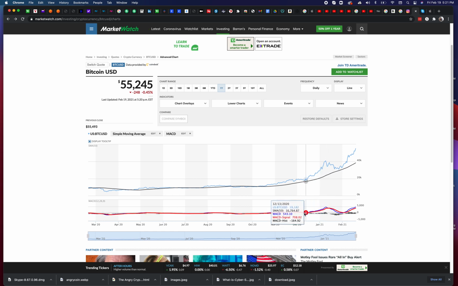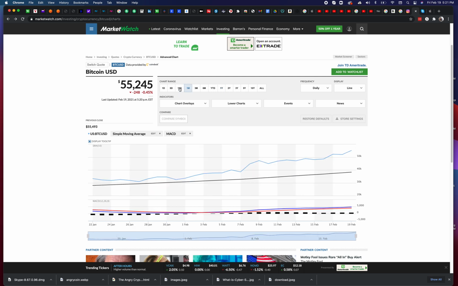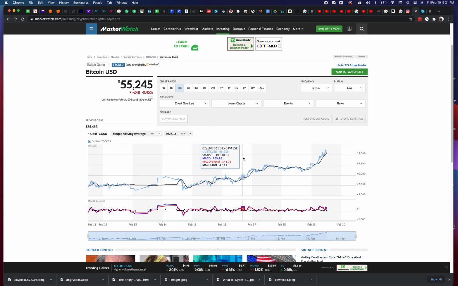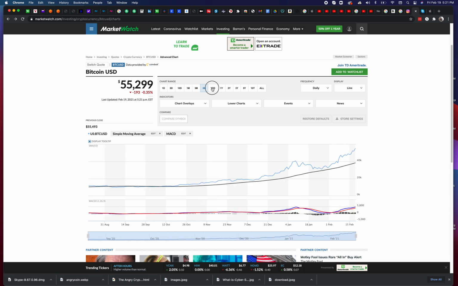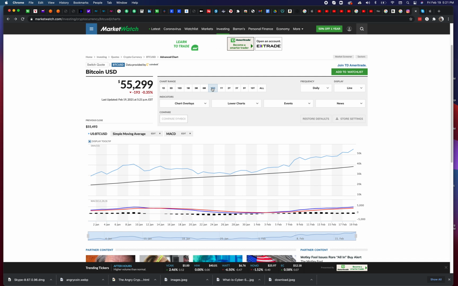So this is just a quick example of how the MACD lines work and the MACD indicator works. You can do a 1 month, you can do a 10-day, you can do as many days as you want to go. Obviously, the shorter the days, the less you're going to see. But what you really want to do is look at 3 month, 6 month, year to date, and that gives you an overall average of where it's going.